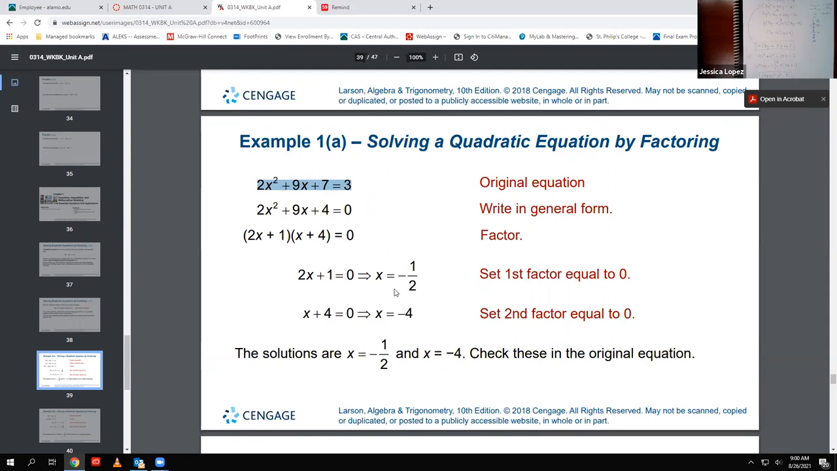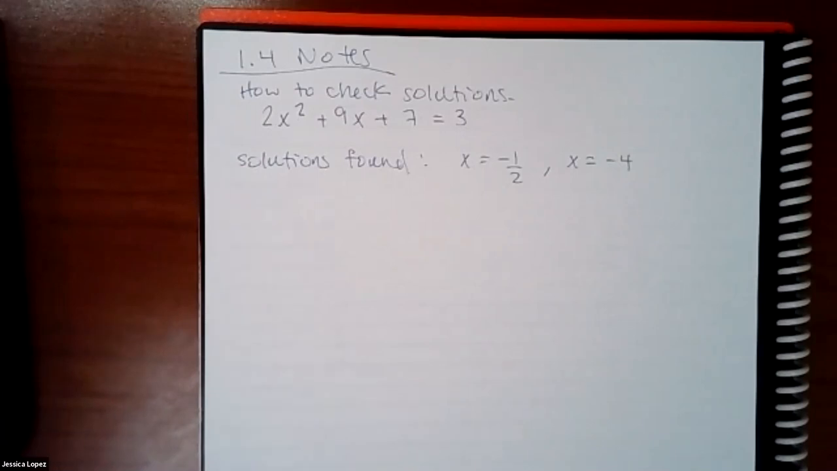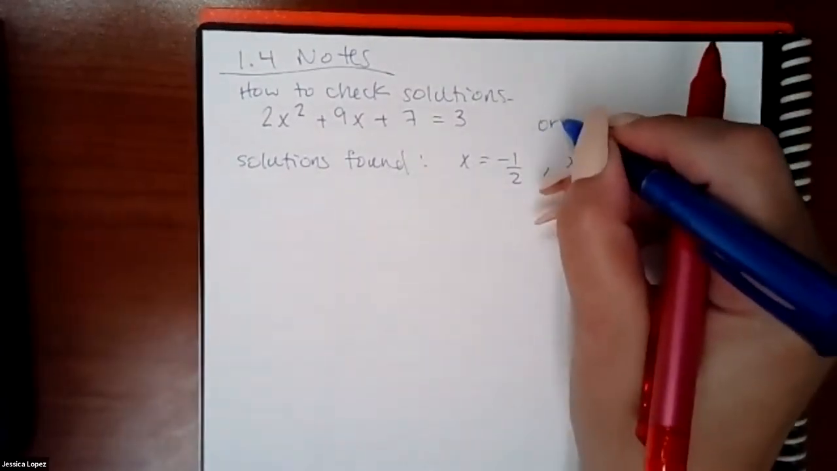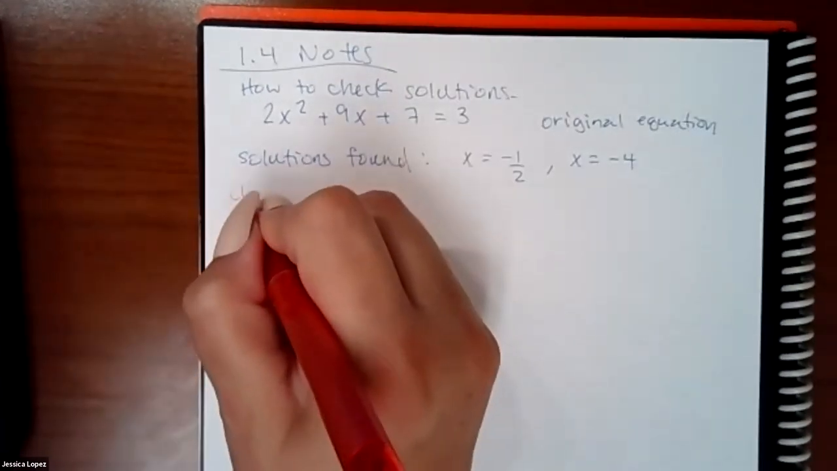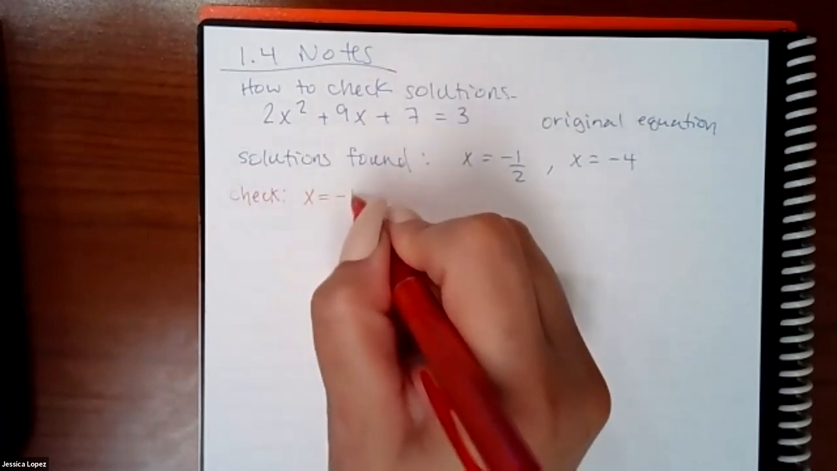Now, I am gonna show you on paper what I'm gonna type in my calculator. So let me write this equation down real quick. So the solutions we found are x equal to -1/2 and x equal to -4. So let me stop sharing so you can see my screen. So I've written down that original equation. And this is how you check it. So I first have to check them one at a time. So right now I'm gonna check x equal to -1/2.